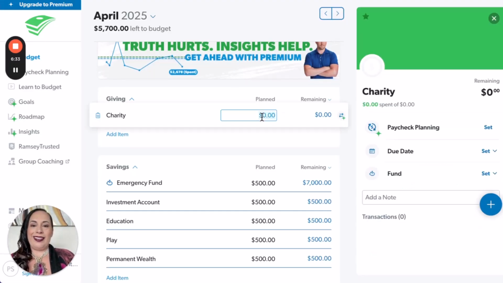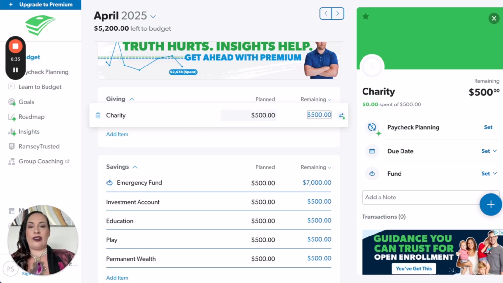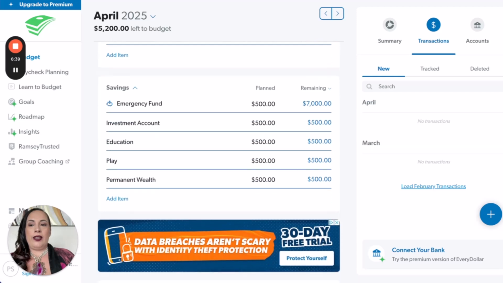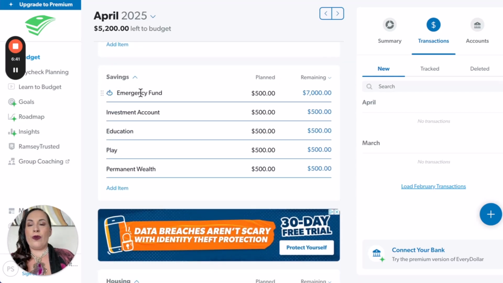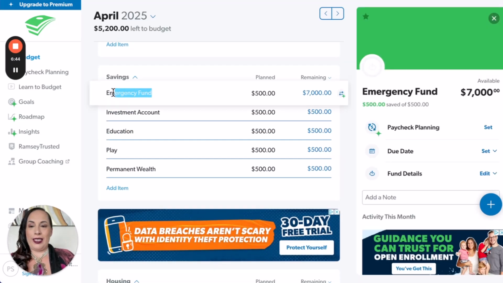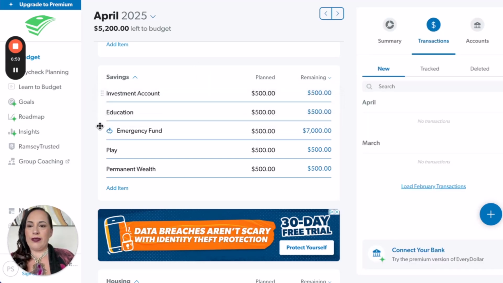So let's say we're planning on giving $500 to charity this month. You would just enter it like that. And then we have our other savings accounts. One of the things that they have in here automatically is your emergency fund. And I don't think you can change the name. Can you move it? Let's see. Yeah, you can move it. Okay, so that's nice. So they have the emergency fund in here automatically.